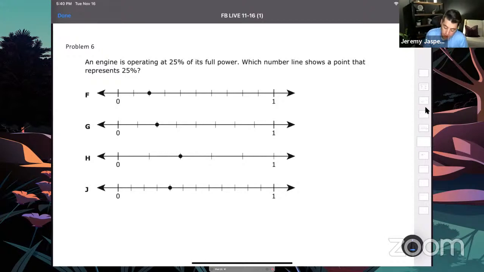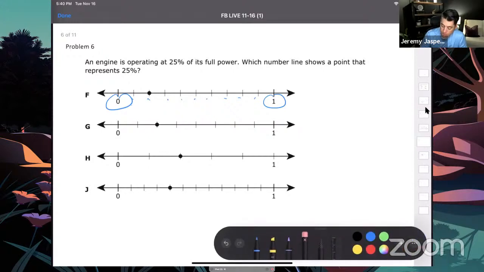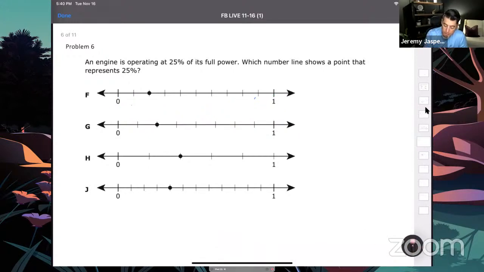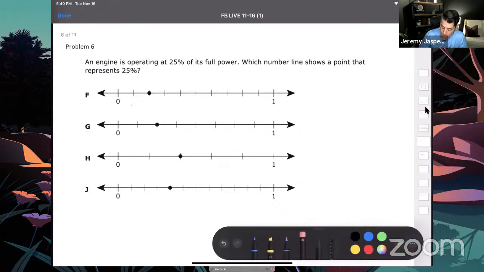Well, these all say 0 through 1, right? So that means 25% is, well, we know that it's 0.25. Well, that doesn't help me out here because I have 1, 2, 3, 4, 5, 6, 7, 8, 9, 10 different lines. So that doesn't help me out there. Nothing's labeled. This can be interesting.